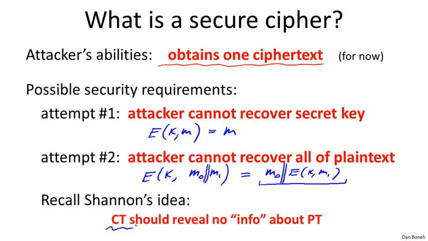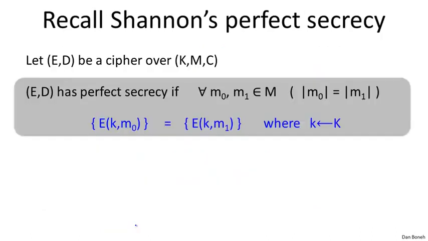He shouldn't even learn one bit about the plaintext, or even be able to predict a little bit about a bit of the plaintext. Absolutely no information about the plaintext. So let's recall very briefly Shannon's concept of perfect secrecy.